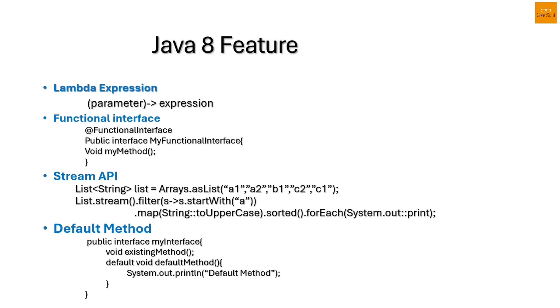Today we will discuss Java 8 features. First one is Lambda expression. Lambda expression allows us to write concise and functional style code. Functional style code means a declarative programming style where one applies pure functions in sequence to solve complex problems. And Lambda expression also provides implementation of a functional interface abstract method.